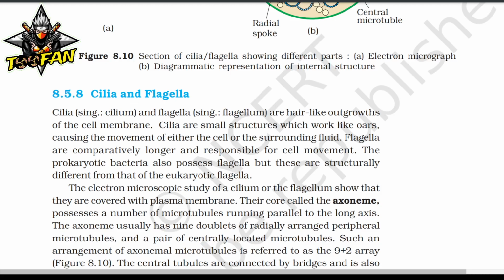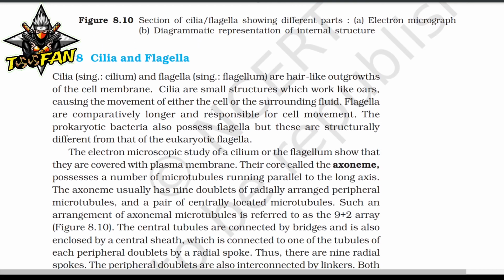The electron microscopic study of a cilium or a flagellum shows that they are covered with plasma membrane. Their core, called the axoneme, possesses a number of microtubules running parallel to the long axis. The axoneme usually has 9 doublets of radially arranged peripheral microtubules and a pair of centrally located microtubules. Such an arrangement of axonemal microtubules is referred to as the 9+2 array.